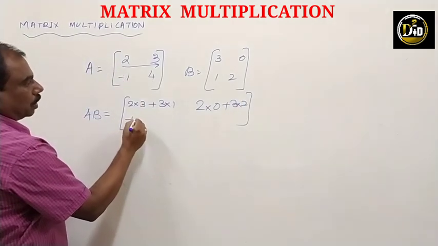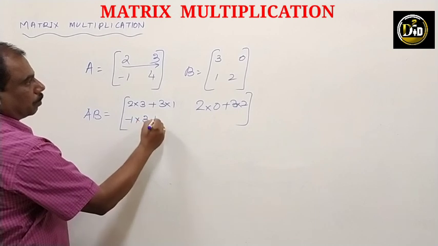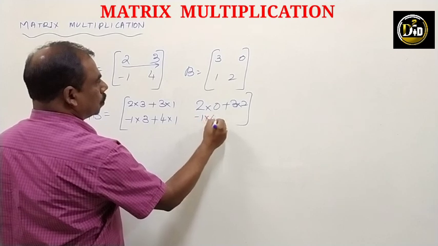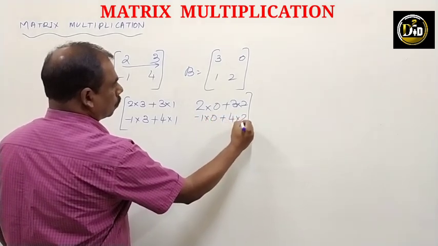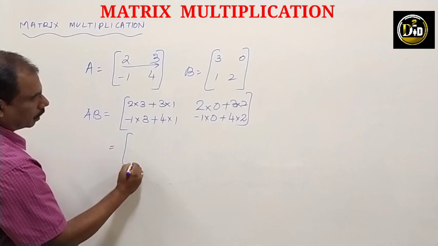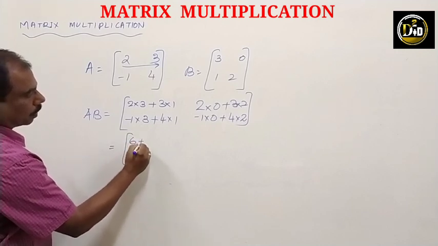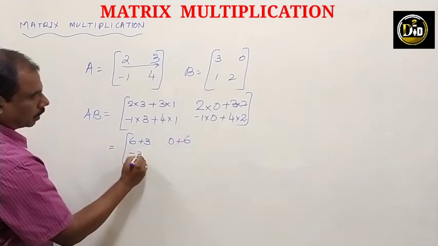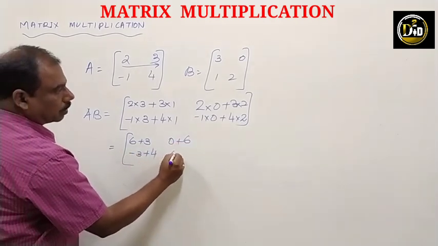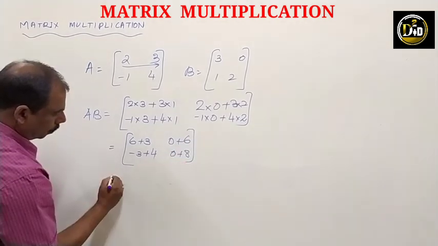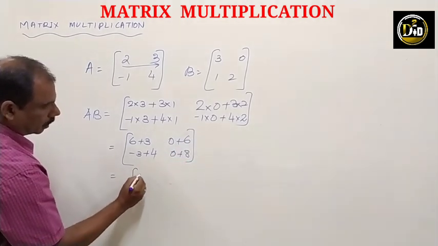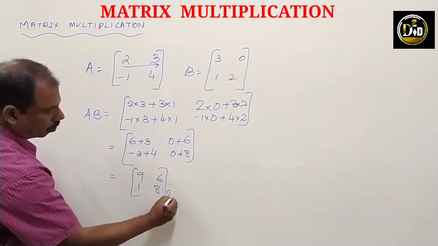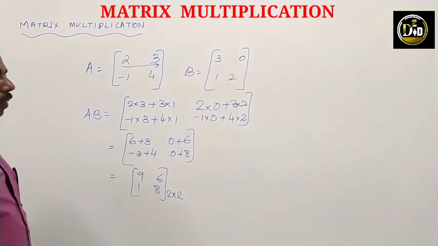Here, minus 1 into 3 plus 4 into 1. Coming to the last element, minus 1 into 0 plus 4 into 2. We get 2 into 3, that is 6, plus 3. Here it is 0 plus 6 and minus 3 plus 4 and 0 plus 8. On simplification, we get a square matrix that is 9, 6, 1, 8. It's of order 2 by 2.